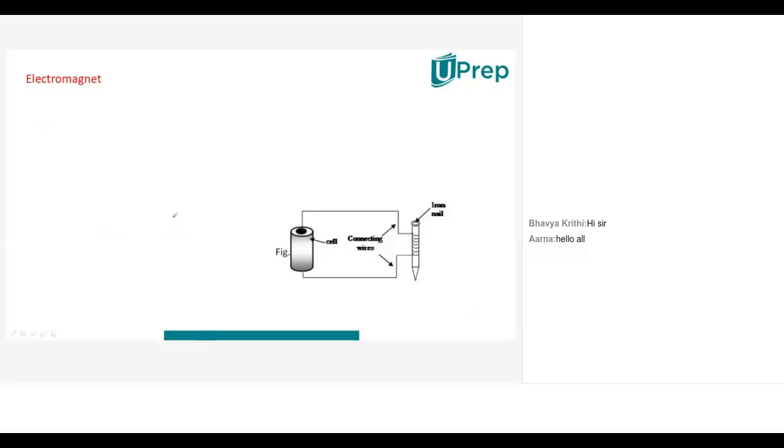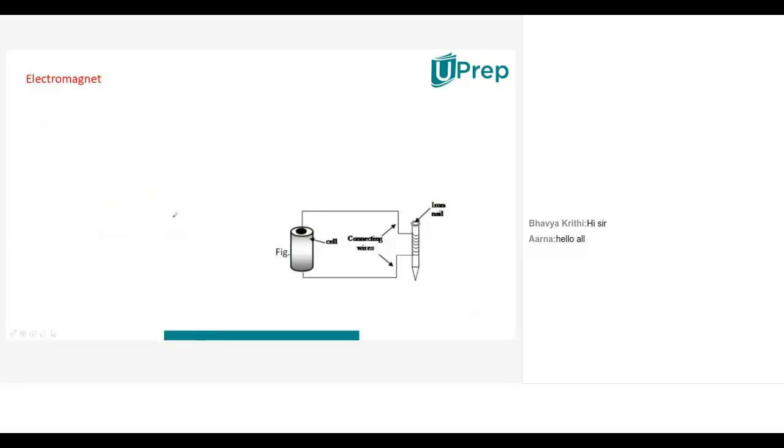Not to get rust. Maybe you know that if we use general iron for a large number of days, if you keep in air, what will happen? It will be rusted. So to get rid of that rust or to protect it from rust, what we use? Electroplating we use. So these are the generally uses of electroplating. So that electroplating we learned in a previous class.